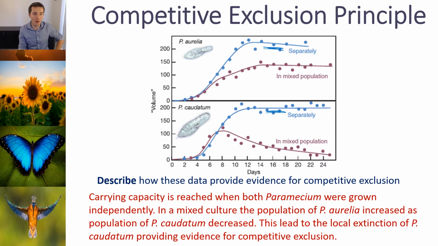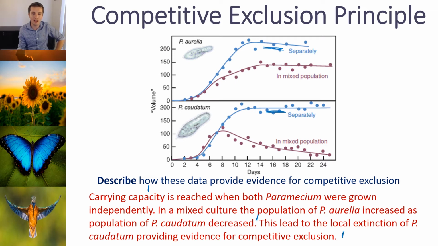So I'm going to give you 1 mark here for identifying that when grown separately, they both level out or reach a maximum capacity. If you don't use the words carrying capacity at this stage, that's okay. Eventually, I'd like you to understand those terms, but we do look at that more in population ecology. Then 1 mark for identifying that in a mixed culture, the population of Paramecium aurelia increases as the population of Paramecium caudatum decreases. So you get that idea. And this led to the local extinction of Paramecium caudatum, providing evidence for competitive exclusion.